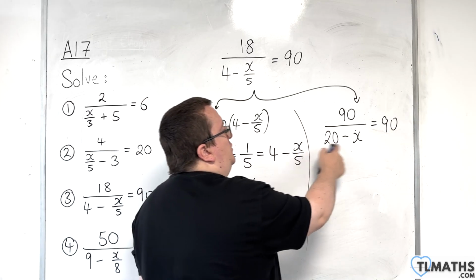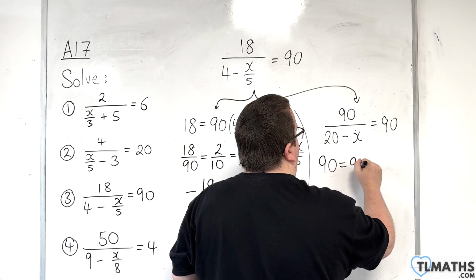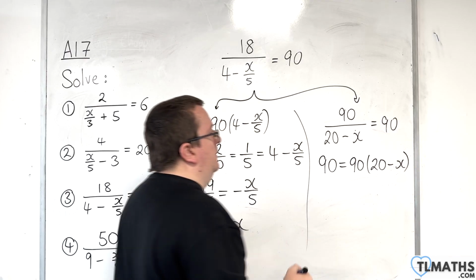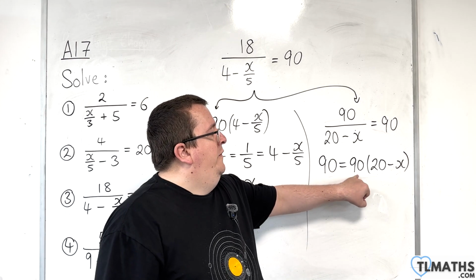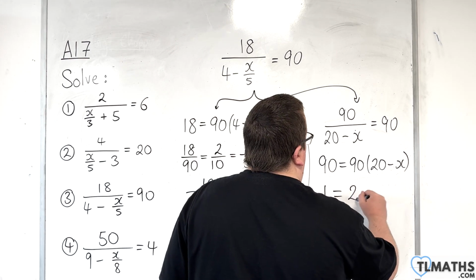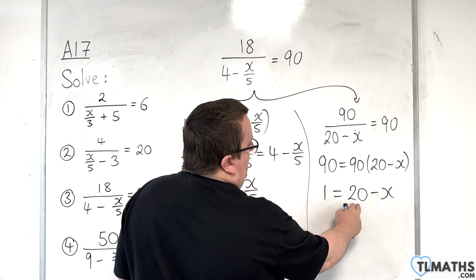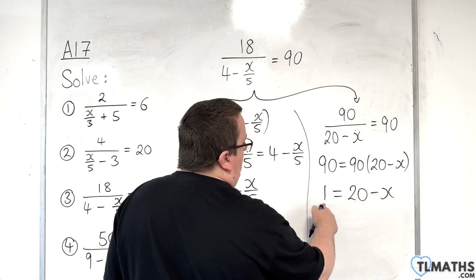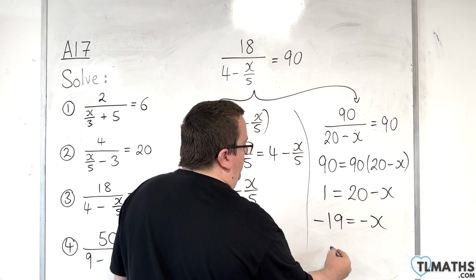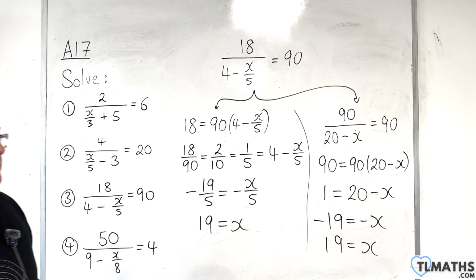So we're dividing by 20, take away x, so multiply both sides by that. So 90 is 90 times 20 take away x. We've got 90 times here, so let's divide both sides by 90. So 1 equals 20 take away x. We've got this plus 20 here, so take 20 from both sides. 1 take away 20 is minus 19. And then multiply through by minus 1. And so x is equal to 19.